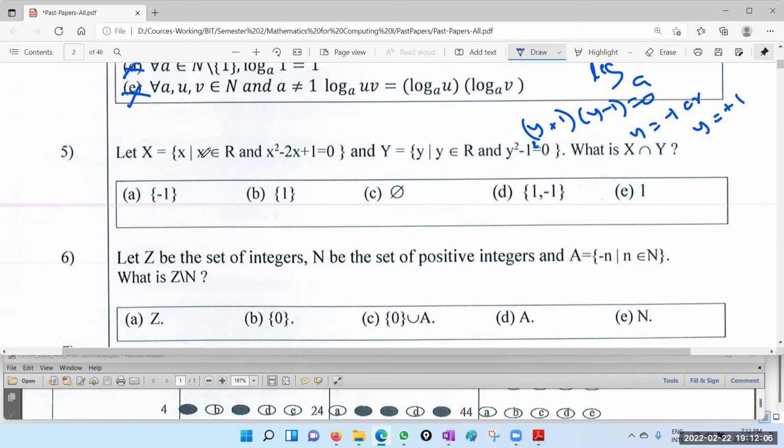And here, this is a quadratic equation. So when you multiply, you must get plus 1, right? When you simplify it, you must get minus 2. What are those numbers? It's very straightforward. When you multiply, you must get plus 1. When you simplify, you must get minus 2. So that is minus 1 and minus 1.